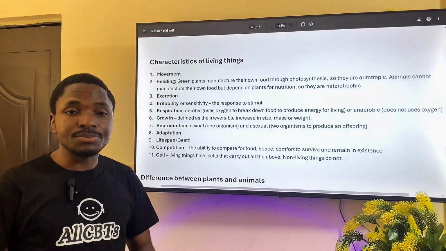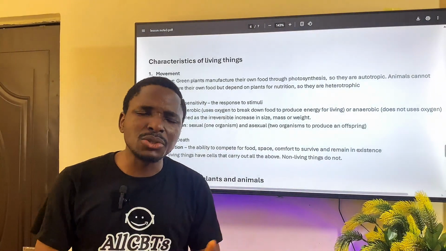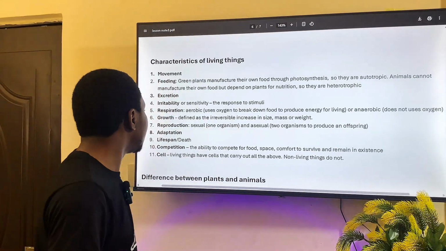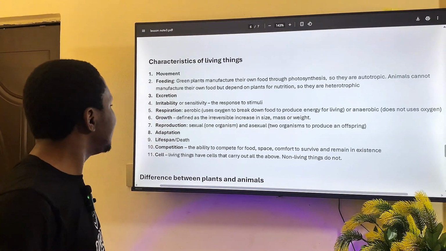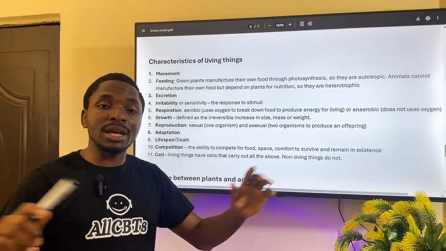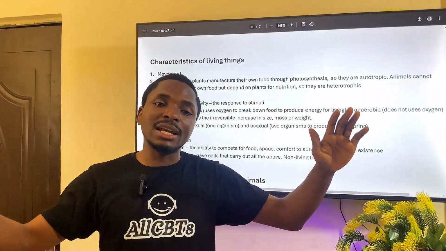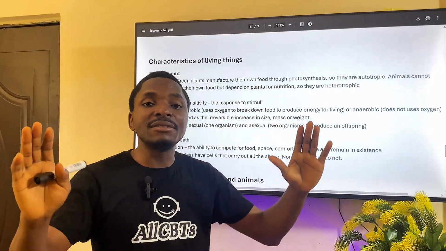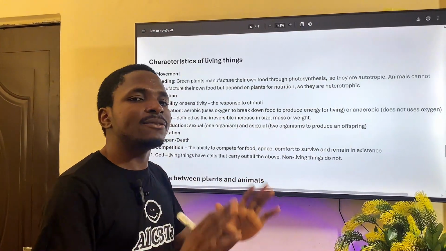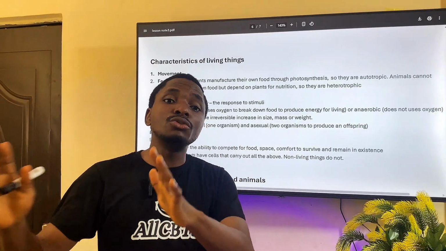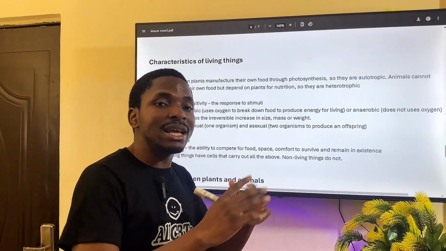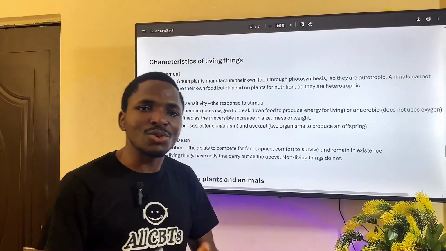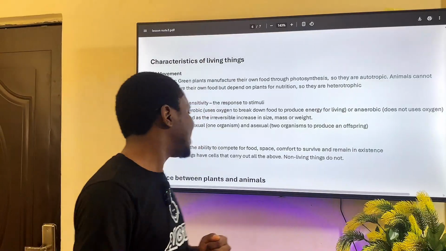Then we have adaptation. All living things adapt to their environment. So it's a feature of living things. And then number 9 on our list, we have lifespan or death. There is a time for everything, as it says in the book of Ecclesiastes in the Bible. So all living things have a lifespan. There is a lifespan for iroko trees, a lifespan for humans, and there are lifespans for goats, sheep, mosquitoes. So all living things have a lifespan.